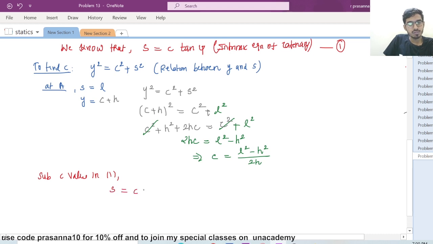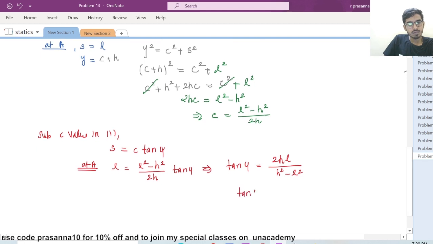So we have S is equal to C times tan psi. Now at A, S is equal to L, and C is L square minus H square divided by 2H, into tan psi, right? This implies tan psi is equal to 2HL divided by H square minus L square. Now I am going to take L square common here. What we have here is tan psi is 2H, sorry, L square minus H square, right?